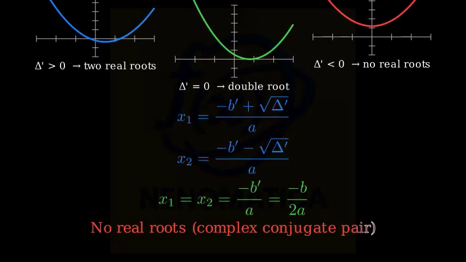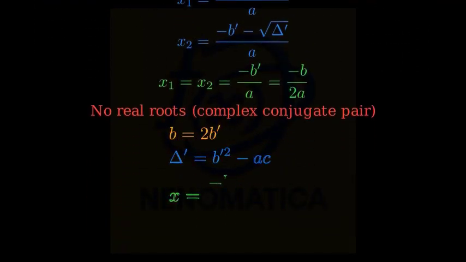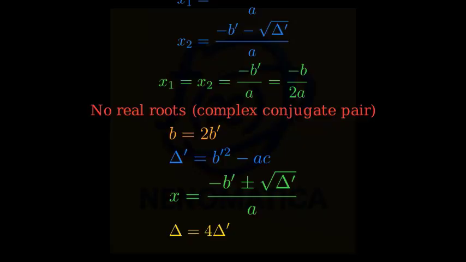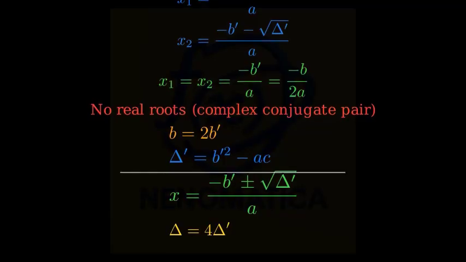Recap. When b is even, write b equals 2b prime. Define delta prime equals b prime squared minus ac, and use x equals negative b prime plus or minus square root of delta prime over a. The sign of delta equals the sign of delta prime, because delta equals 4 times delta prime. That is the alternative quadratic formula.